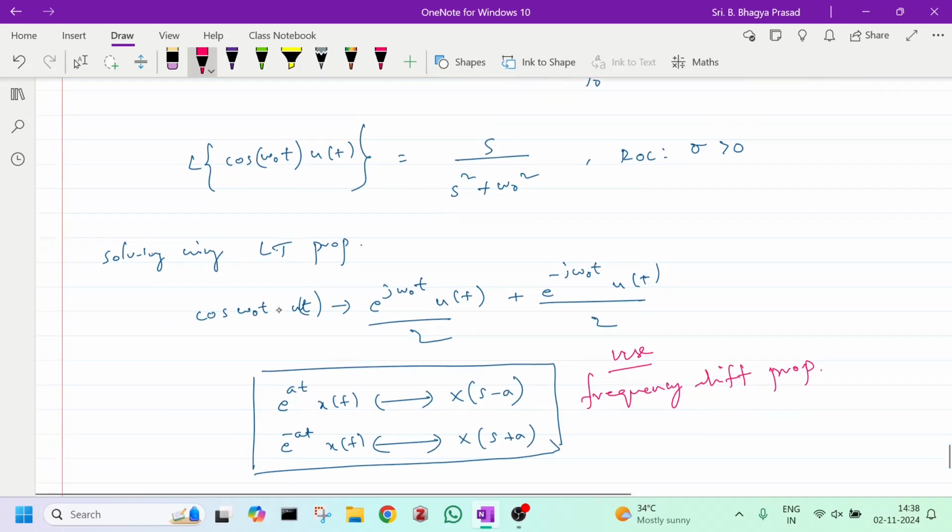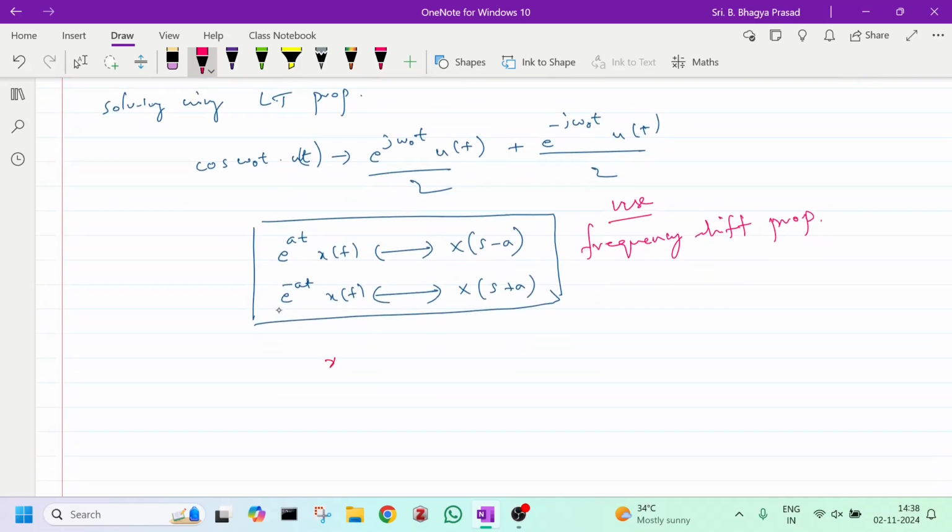Using the frequency shifting properties. Okay, so x of t is u of t. So what is x of s? The Laplace transform is 1 by s. So I will shift this 1 by s.